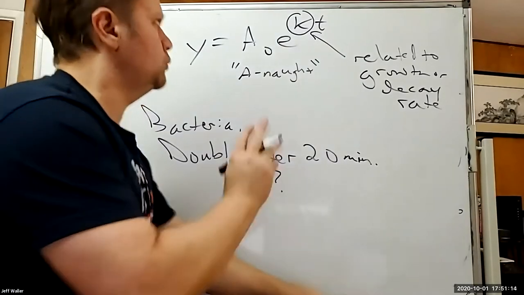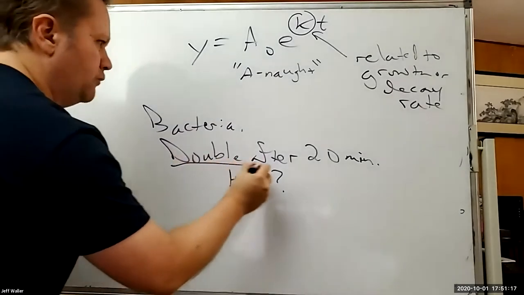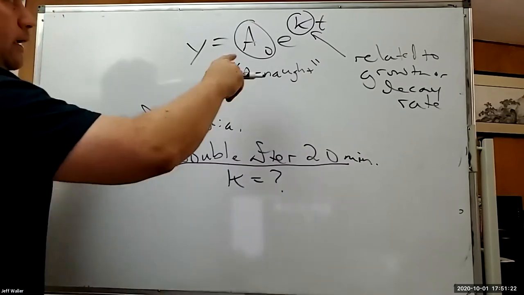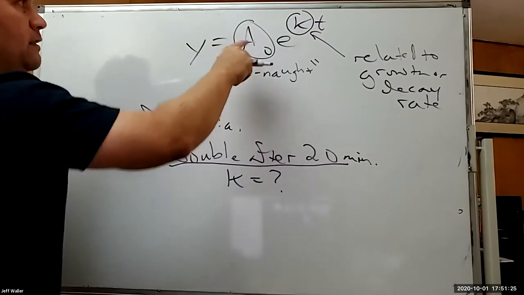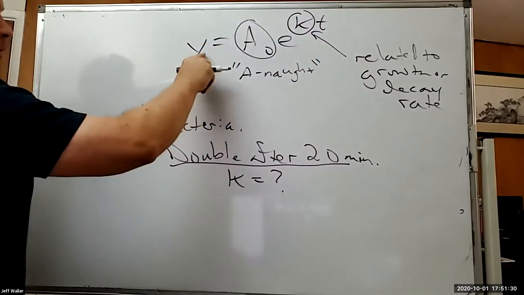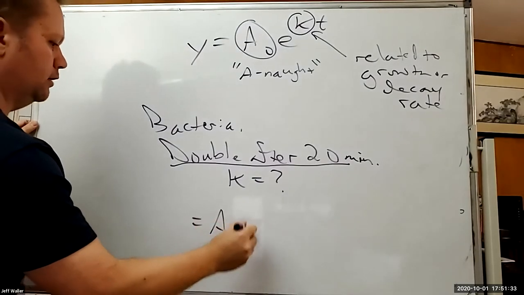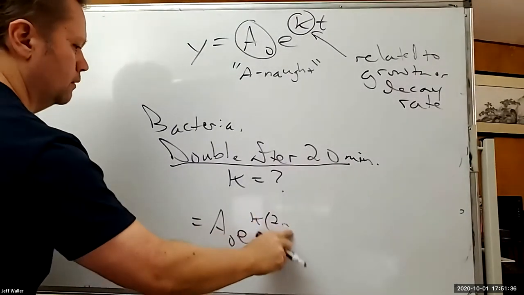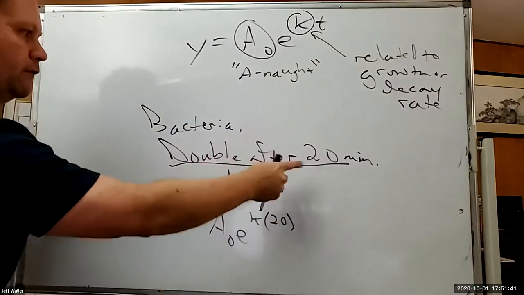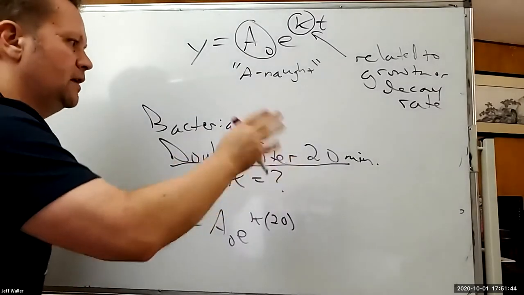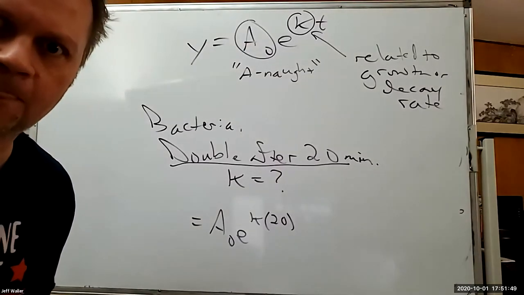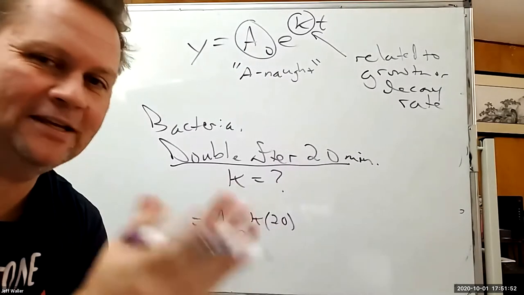But who knows what I could do? If it doubles after 20 minutes, it doesn't matter how much was there. So how much was there at the beginning? That's all I know. How much is there after 20 minutes? So what am I going to put here? So if I put A naught e to the k times 20, how much has to be here? Because what happens after 20 minutes? It doubles. Or where was it at the beginning? A naught. So how much is there now? 2 A naught? Yes, twice A naught.